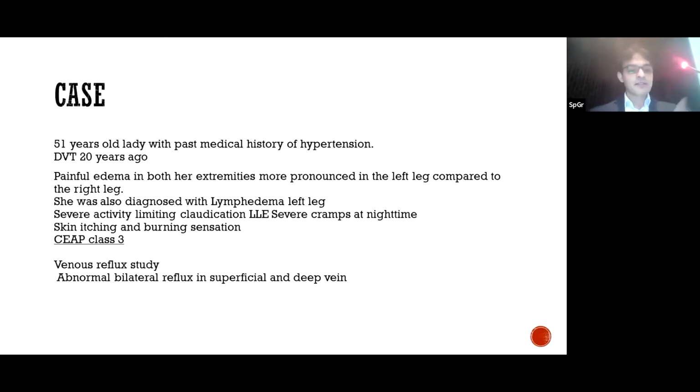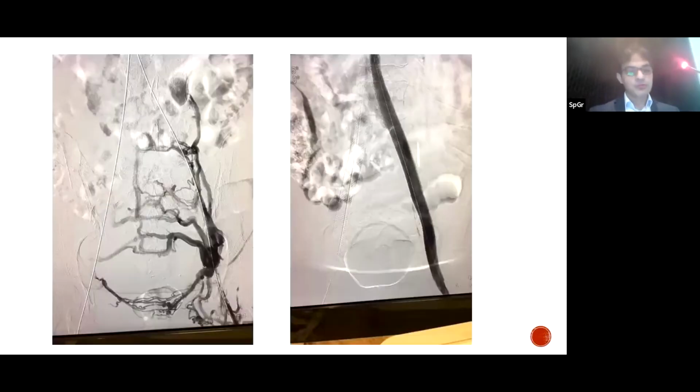This is severe edema, another lady, previous DVT, both reflux in the superficial and deep veins, and obstruction.